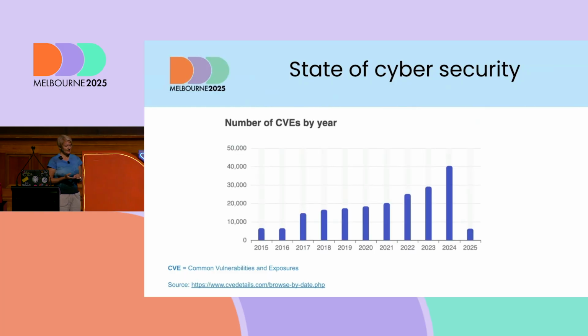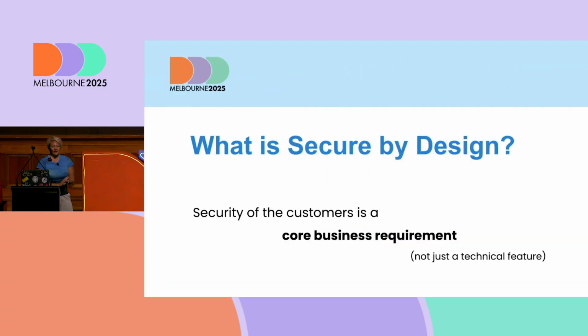So if we look at the 10-year span, 2025 is not looking that great. That was statistics from a week ago, or a couple of days ago. So we're already on the level of 2015, and 2024 was 40,000 vulnerabilities that have been discovered and actively patched. So we'll probably, in 2025, beat that, but maybe not. So that's why maybe we should think about secure by design.